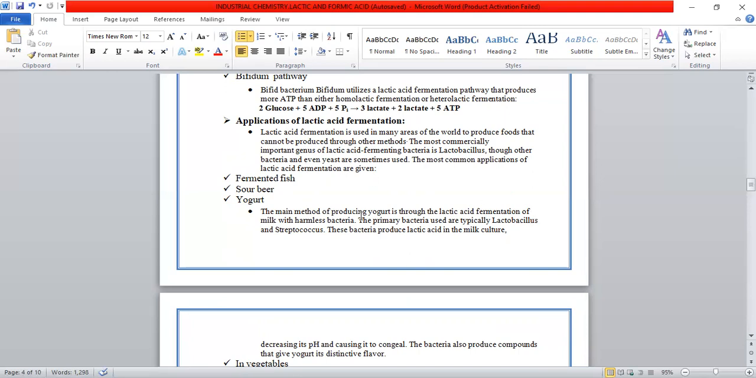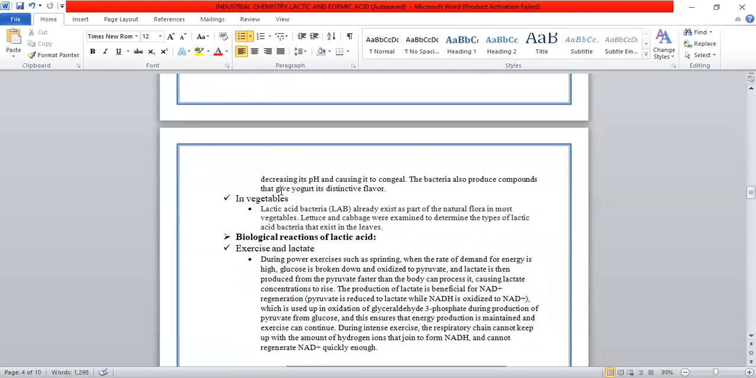The main method of producing yogurt is through the lactic acid fermentation of milk with harmless bacteria. The primary bacteria used are typically Lactobacillus and Streptococcus. These bacteria produce lactic acid in the milk culture, decreasing its pH. The bacteria also produce compounds that give yogurt its distinctive flavor.